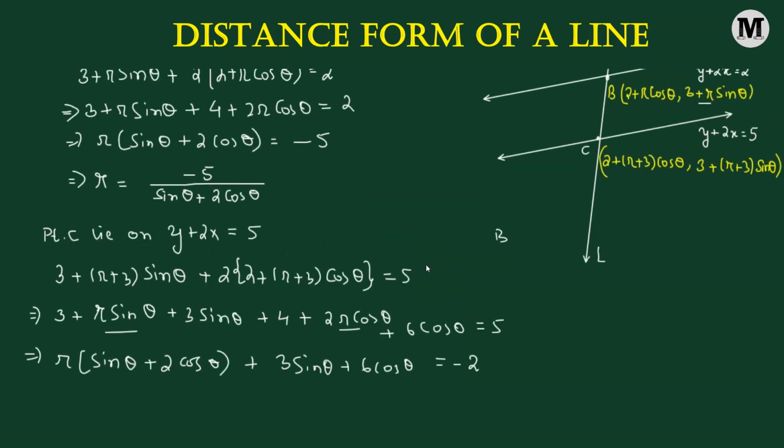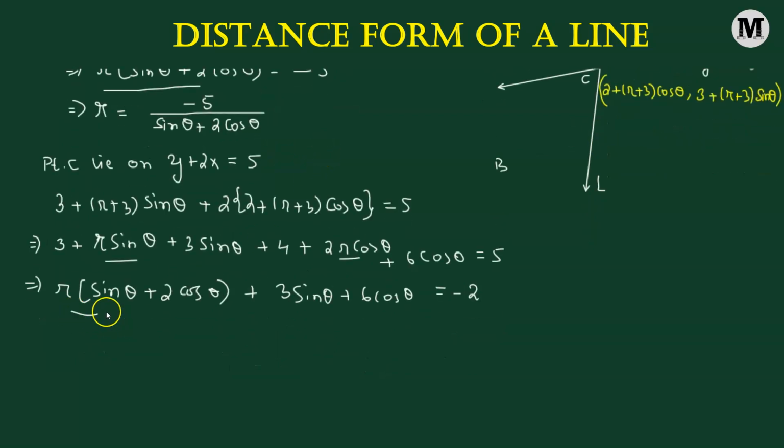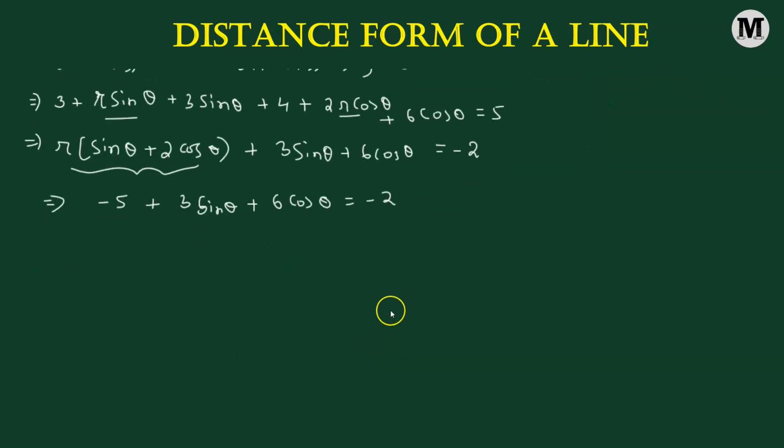Now previously we already obtained that r times sine of angle theta plus 2 times cosine of theta is negative 5. So this entire expression can be replaced with negative 5. So we have negative 5 added to 3 times sine of angle theta plus 6 times cosine of angle theta, that will be equal to negative 2. So let's further simplify. Now what we have here is 6 times cosine of angle theta equal to 3 minus 3 times sine of angle theta.